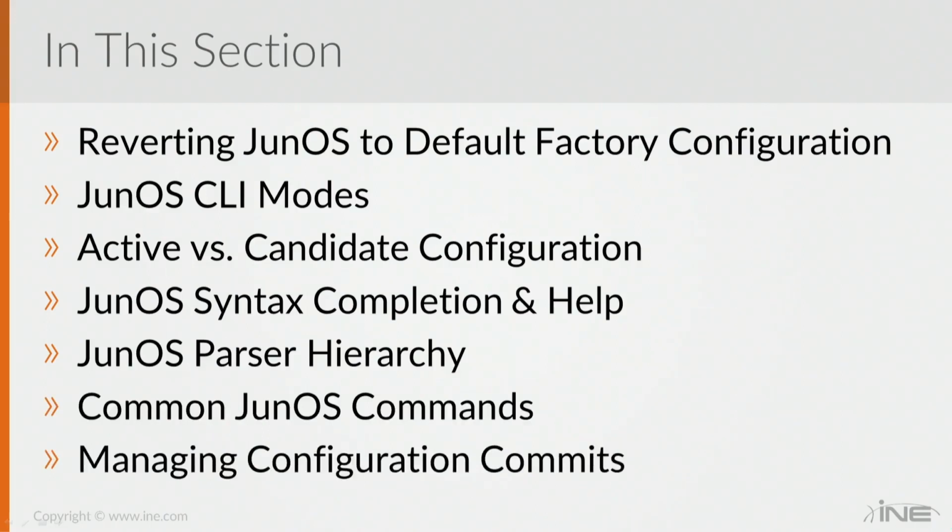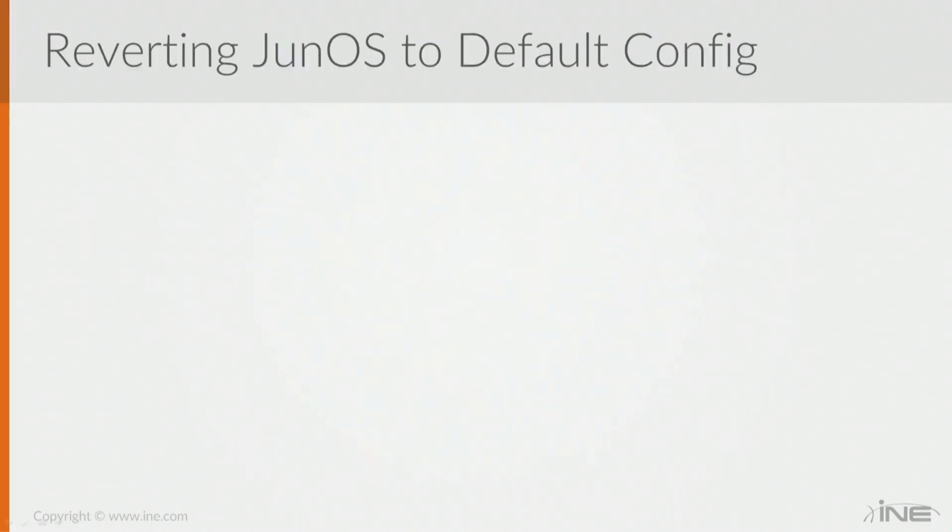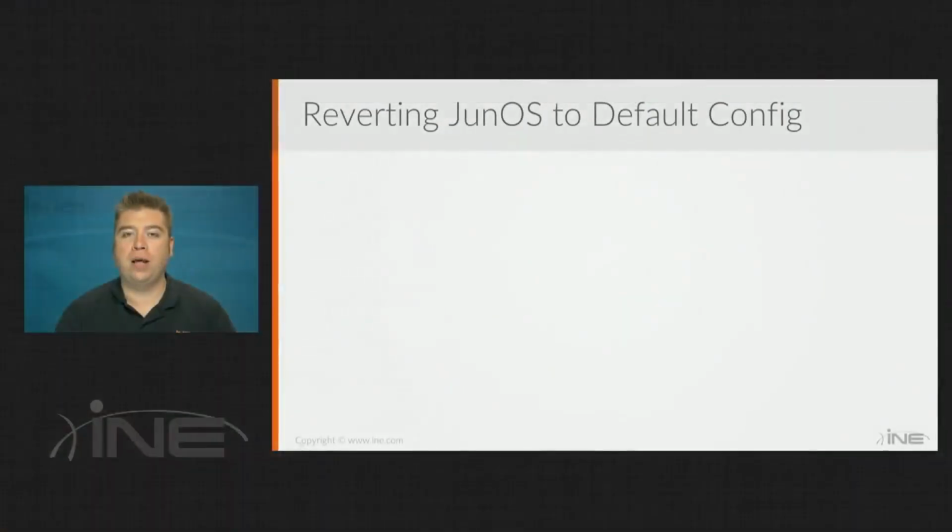So before we get into any of the details of the rest of the CLI, I'm first going to start by deleting the configuration of the boxes that I'm going to be using for our examples, and then we'll let them go through a reboot while we start to talk about the actual CLI structure.